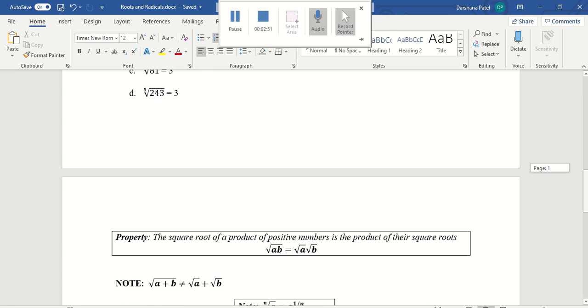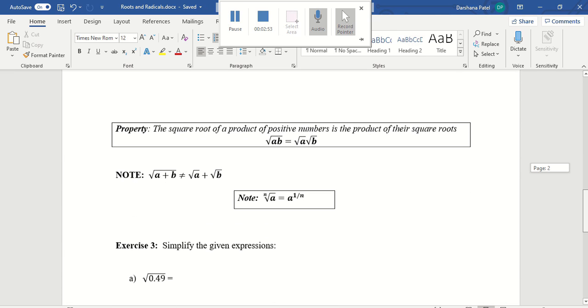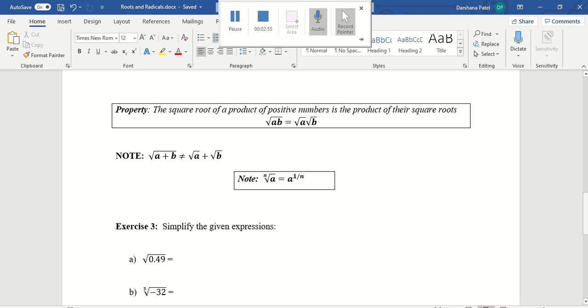it should give us 3. Property then: the square root of a product of positive numbers is the product of their square roots, meaning that the square root of a times b is the same as the square root of a times the square root of b. The same property can be applied if a and b are being divided. The square root of a divided by b is the same as the square root of a divided by the square root of b. Again, a and b both have to be positive here.